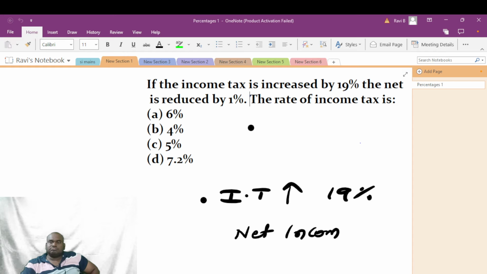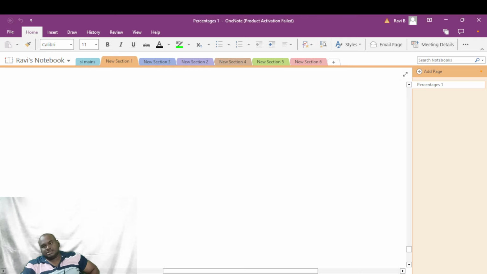If we calculated it as 20 times of income tax is equal to our income. I assumed income tax as 10 rupees, then I got 200 as my income. But I need income tax percentage, right? So 10 out of 200 will become 5%.